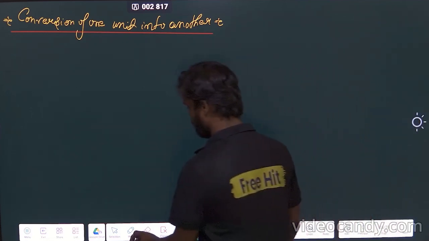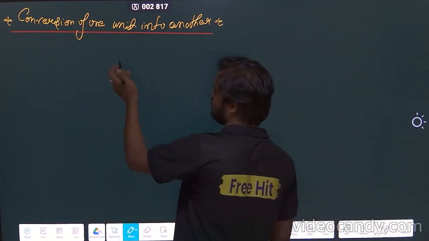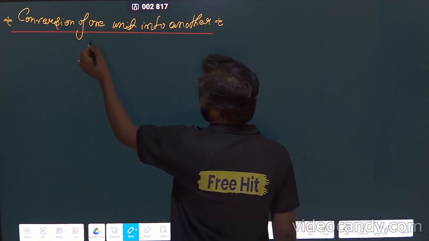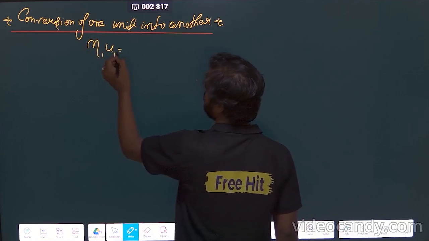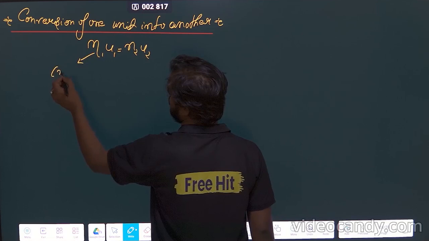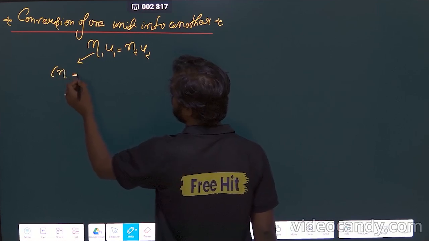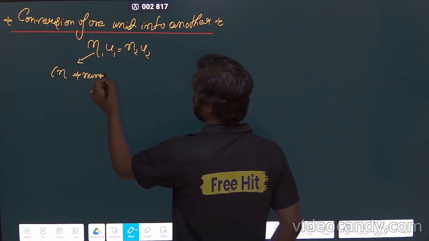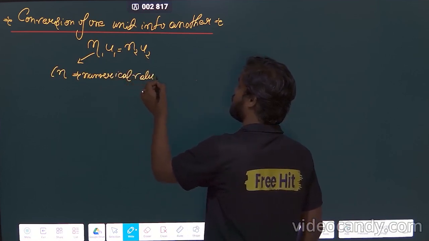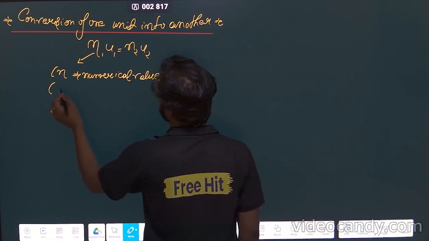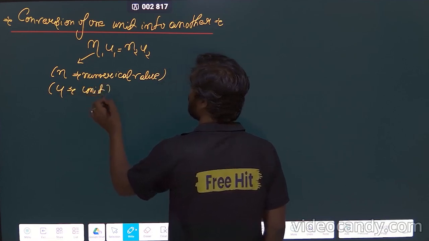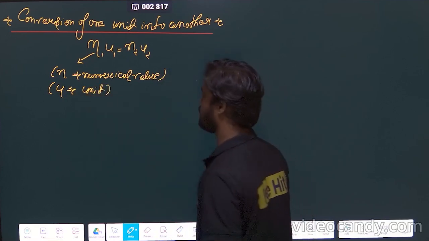So you have to simply remember one formula. No one is going to ask about this topic, but as we are covering everything, the formula you have to remember is N1 U1 is equal to N2 U2, where N represents the numerical value. If you remember the first class, it is a numerical value, and U is simply the unit. Let's see one example, then we can understand.